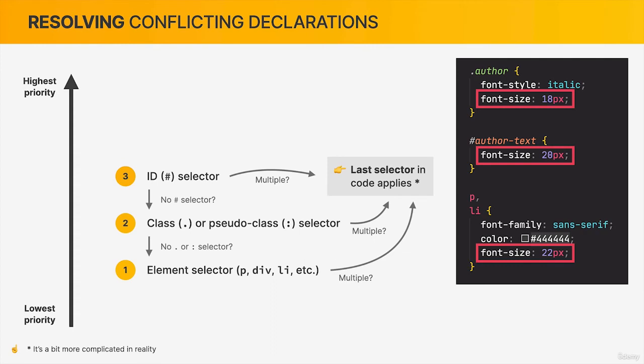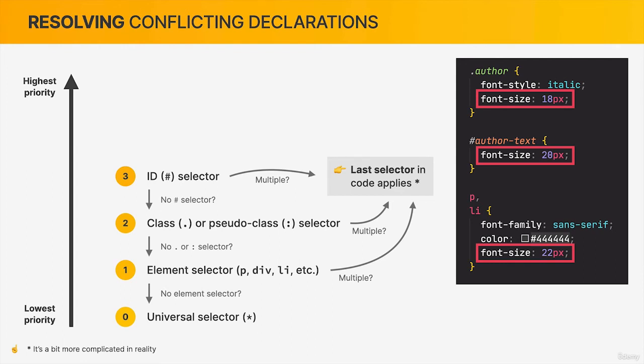Finally, there's also something called the universal selector, but a bit more about that in the next lecture. What matters is that the universal selector is the one with the lowest priority of all. All right. But now, going back to our example and taking into consideration the rules that we have here, we should now be able to resolve the conflict that we have here.